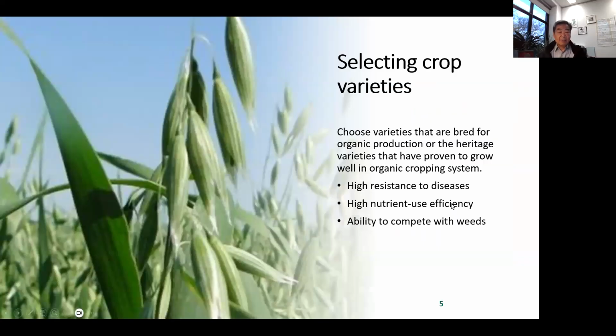That's the idea. And for those factors we could control, the first one is to select crop varieties. Choose the varieties that are bred for organic production, or use the heritage varieties that have proven to grow well in organic cropping systems. Normally those organic varieties have a high resistance to disease and high nutrient use efficiency. So they normally have a big root system developed. They could scavenge the nutrients in the soil, and also have the ability to compete with weeds.